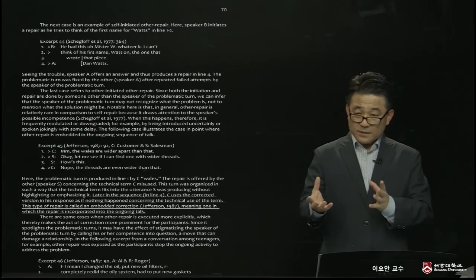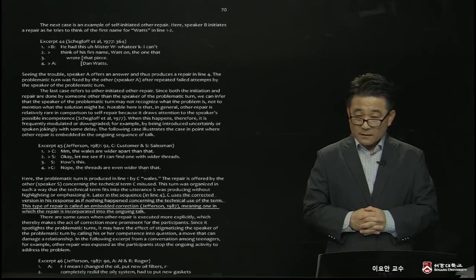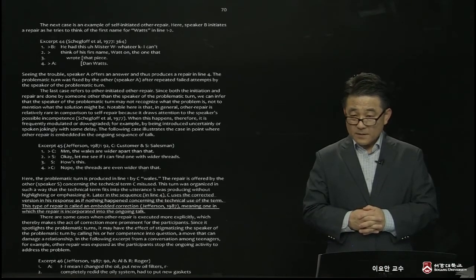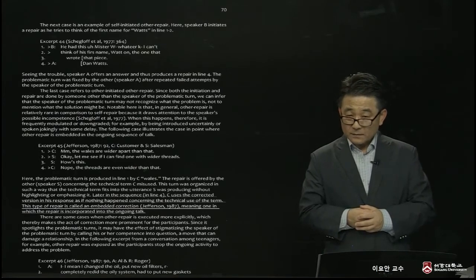So it's a service encounter. C is a customer and S is a salesman. C says, the wells are wider apart than that. Then the salesman says, okay, let me see if I can find one with a wider thread. And then later on, he says, how's this? And then she says, nope, the threads are even wider than that. Here the problem is "wells."